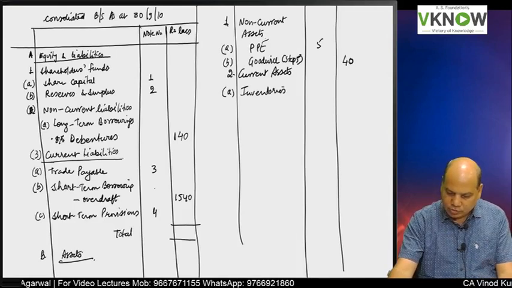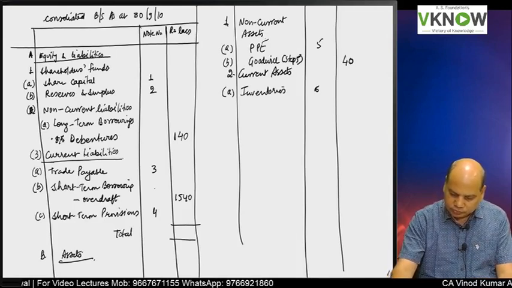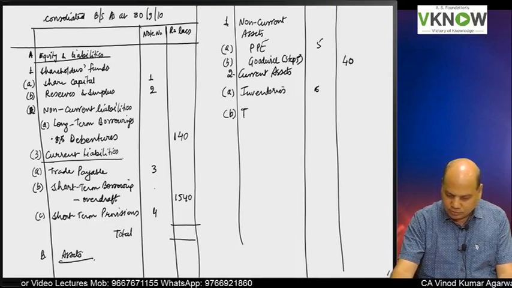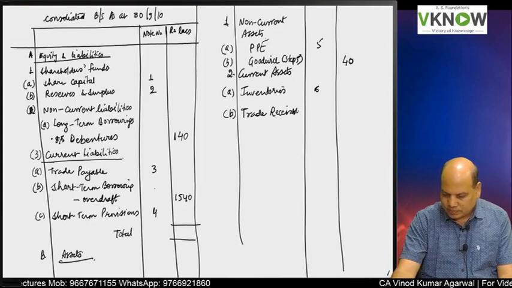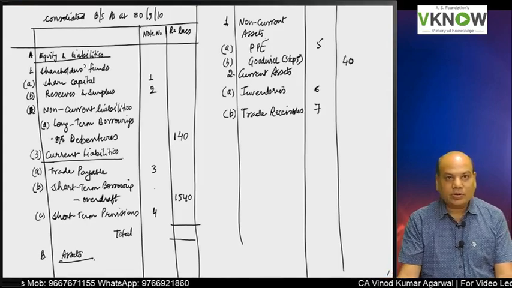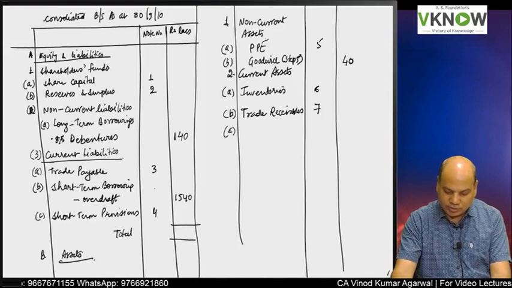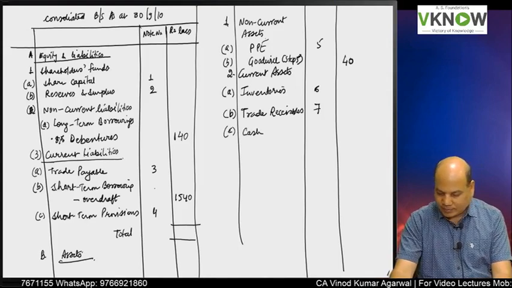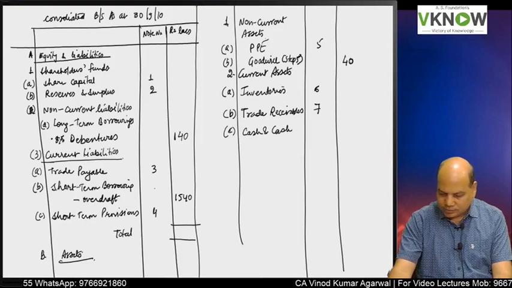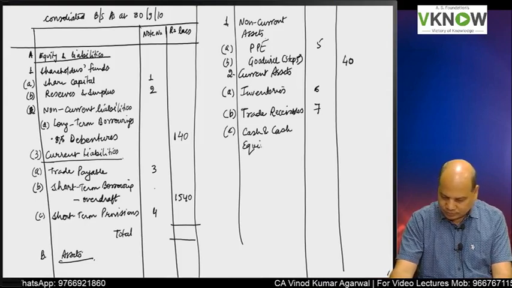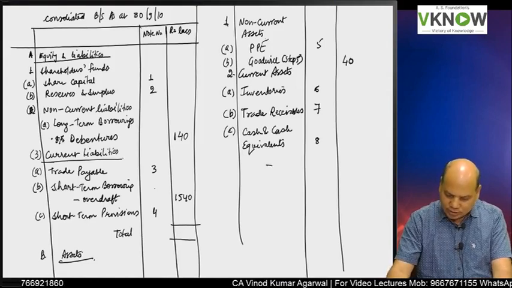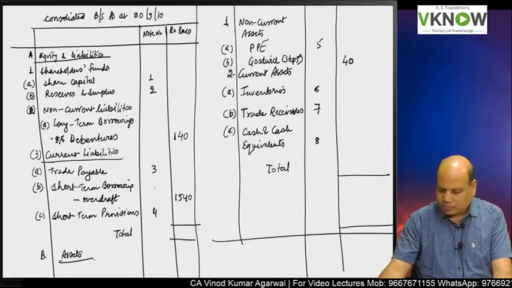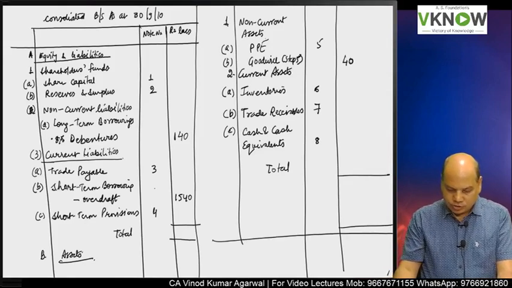A, inventories, note number 6. B, trade receivables, note number 7. And C, cash and cash equivalent, note number 8. And then total. So these are the minimum notes we have to prepare for solving this question.